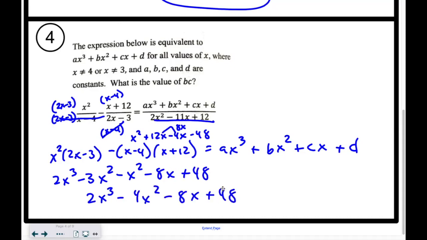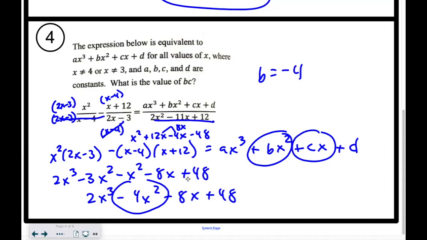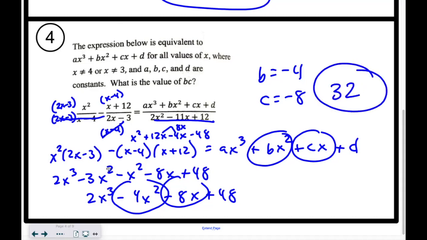Now just match up. The value of b is going to be the coefficient of x squared, so that's going to be -4. And the value of c is going to be the coefficient of x, so that's going to be -8. And -4 times -8 is 32. And that is our answer.